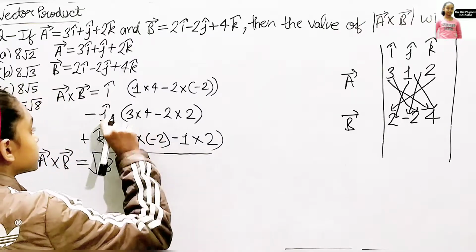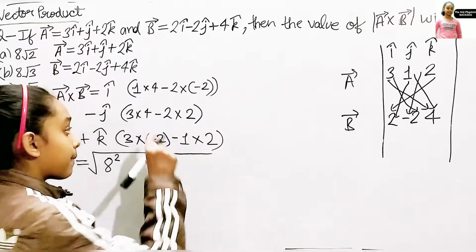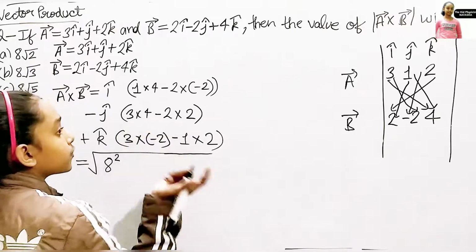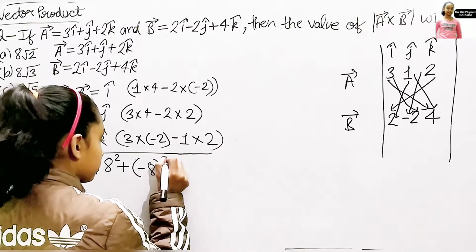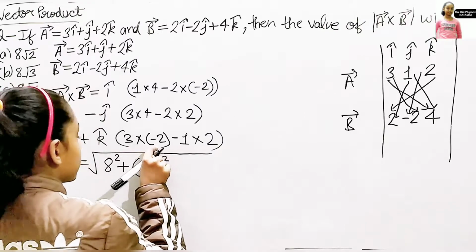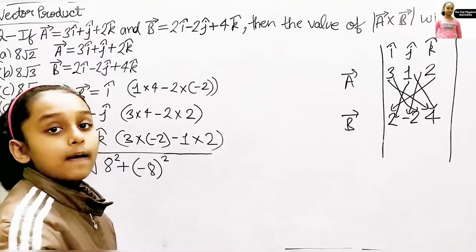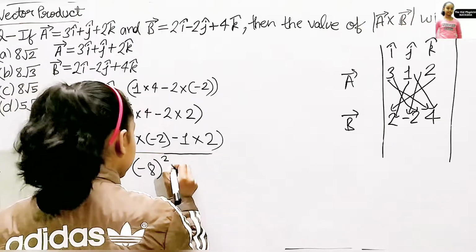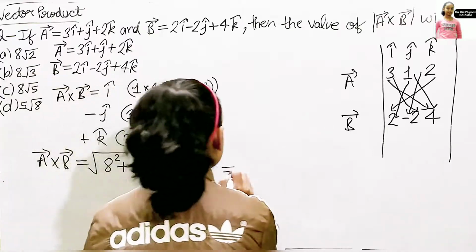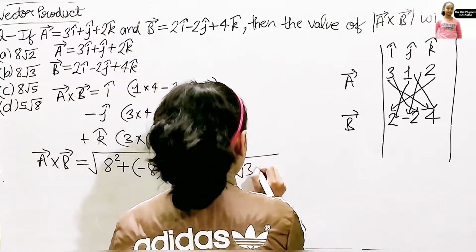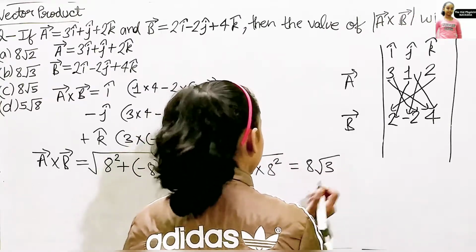Now let's get to our j cap 1. 3 into 4, 12. 3 4s are 12 and minus 2 into 2, minus 4. So 12 minus 4 will be what? Minus 8 square. And so 3 into minus 2 will be minus 6, and 1 into 2 is 2. So minus 6 and minus 2, add them, and then we will get the same minus 8 square. And so you can see that there are total 8 squares.